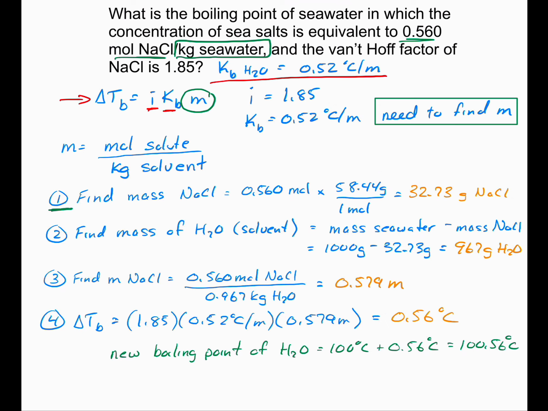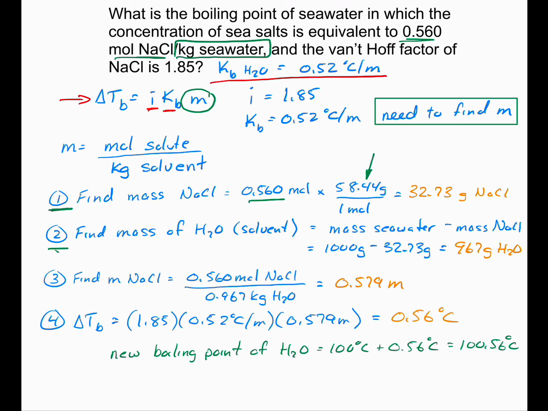We're given the moles of sodium chloride, and if we look on a periodic table, we'll see that the molar mass of sodium chloride is 58.44 grams per mole. And if we do that calculation to figure out the mass of sodium chloride, we get 32.73 grams.